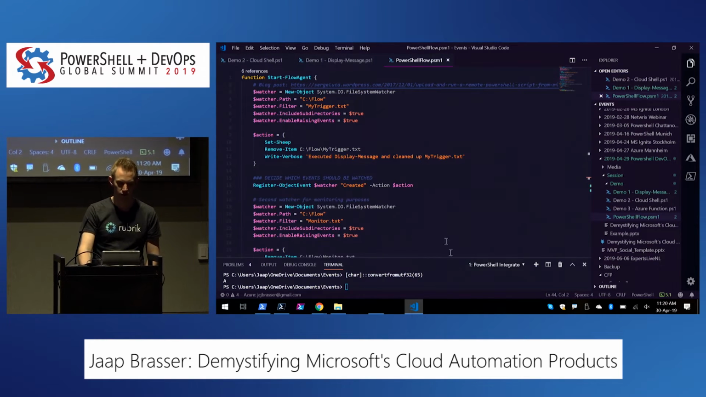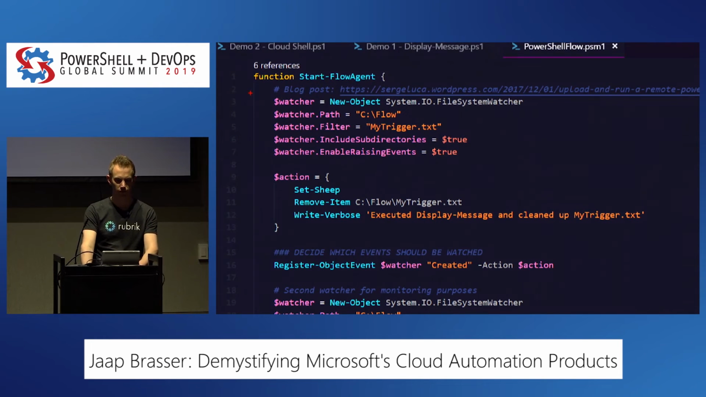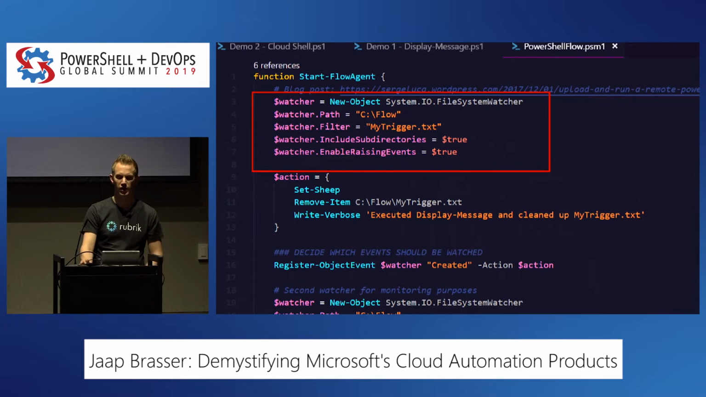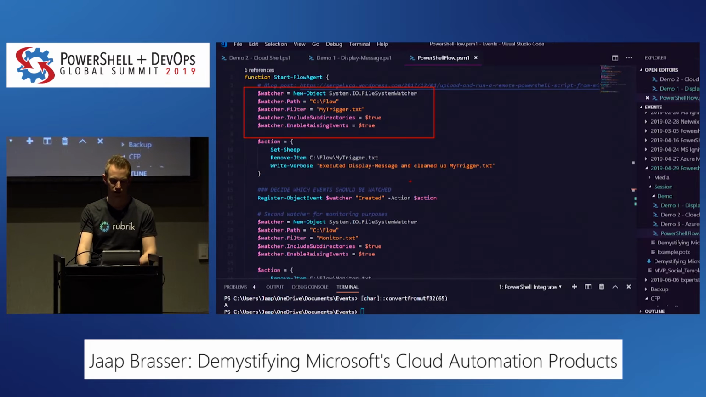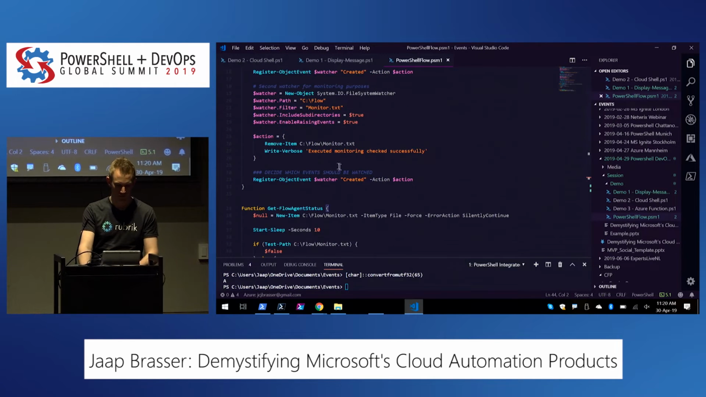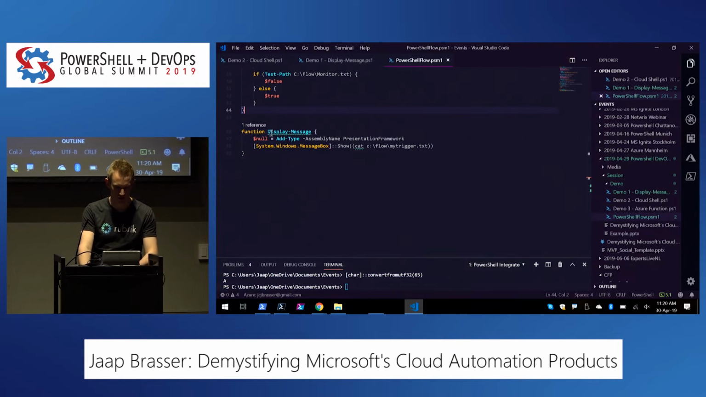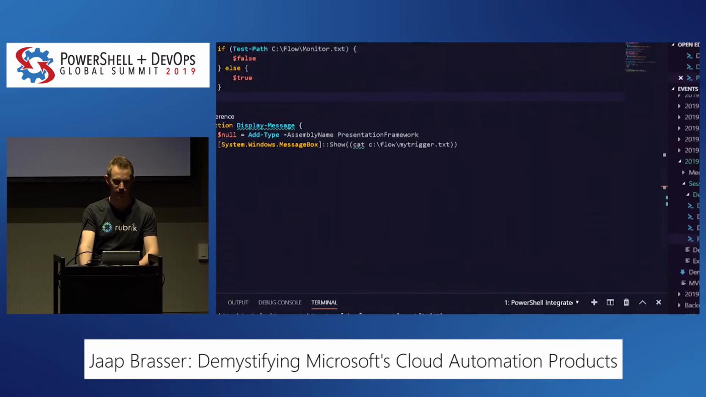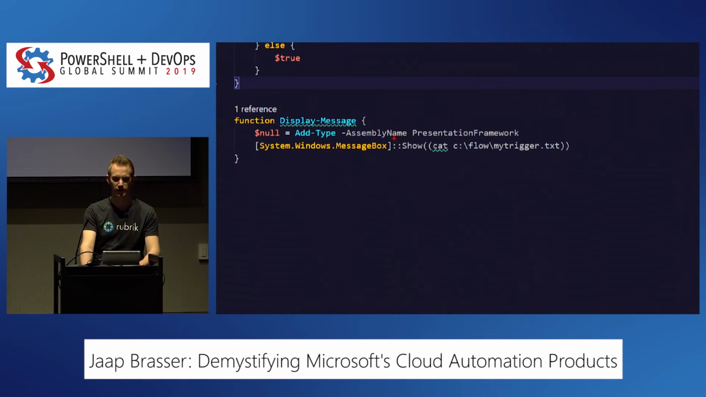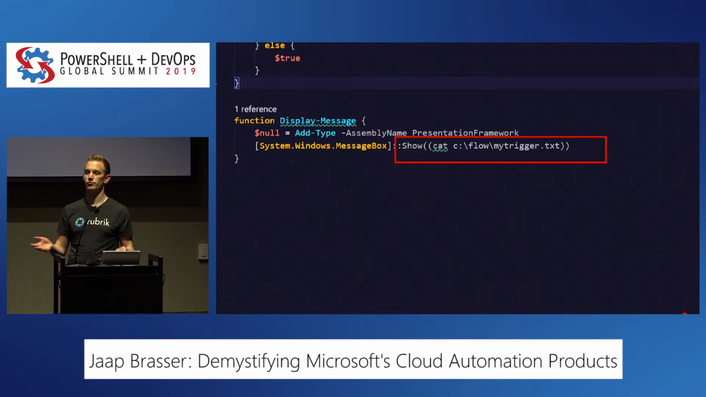What we can do is set up a file system watcher. We set it to watch for a certain path and a certain file, and if this file is created, it will execute the script. And the script we want to execute is display message, and all display message does is display a little pop-up box with the text we type in Microsoft Flow.